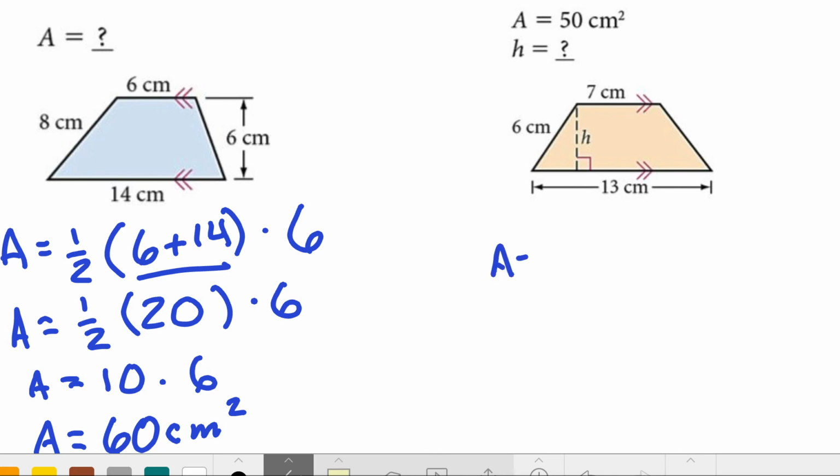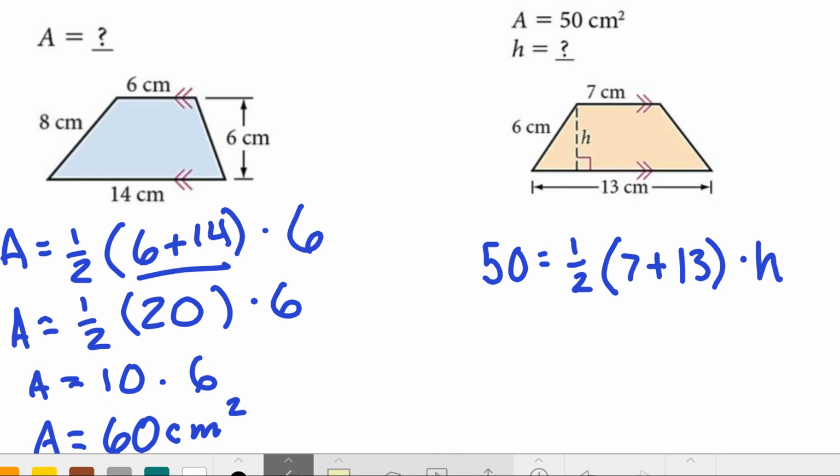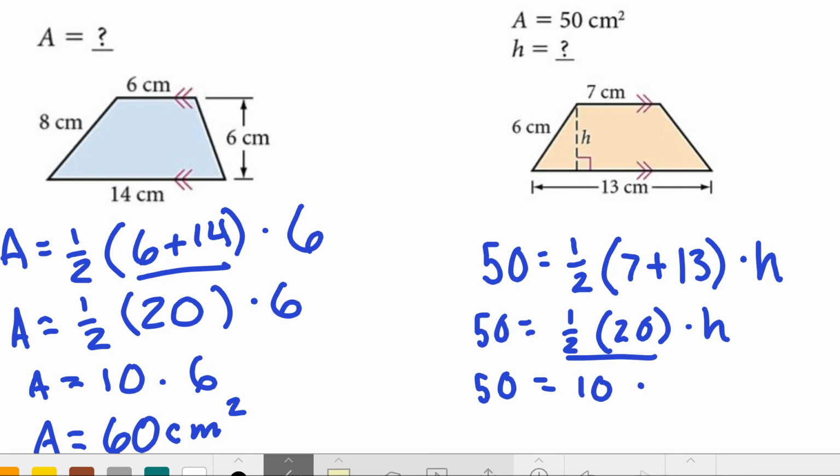So area equals 1/2. Oh, I already made my mistake. I know the area, so I'm going to include that in the formula. So I know the area is 50, so 50 equals 1/2 base 1 of 7 plus base 2 of 13 times height. All right, so now I know that 50 is equal to 1/2 times 20 times height. So 50 is equal to 1/2 times 20, which is 10 times height.